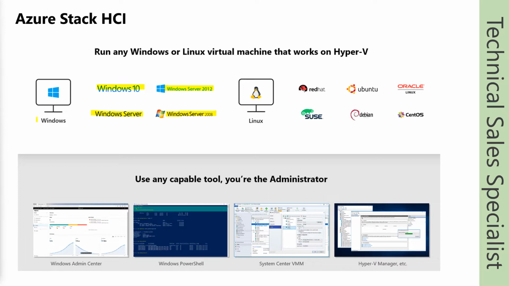Hyper-V is not only perfect for Windows virtualization, it's also perfect for Linux virtualization. We have support for different Red Hat distributions, SUSE, Ubuntu, Debian, Oracle Linux, CentOS. So Hyper-V is the hypervisor for Windows and non-Windows workloads.